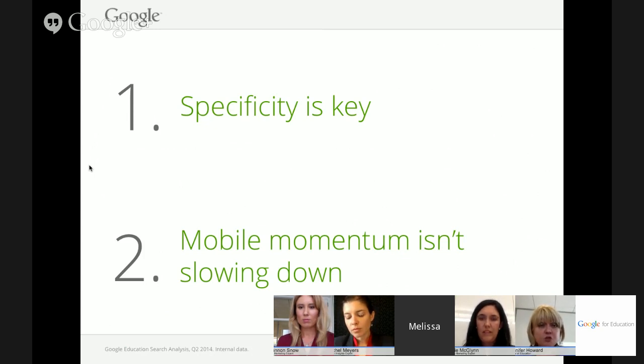The students know what type of educational institution they're looking for, what type of experience they're looking for, and now they're looking very, very specifically at programs and degrees and certificates so they can narrow down what school might be right for them. So being really specific about what you offer and capturing them earlier in the cycle is really going to be important. The second piece is that mobile momentum is not slowing down.